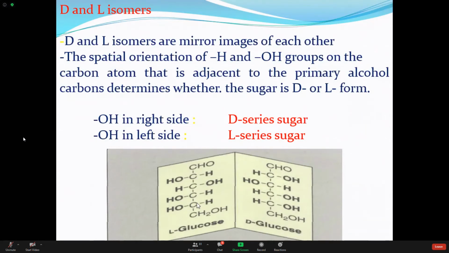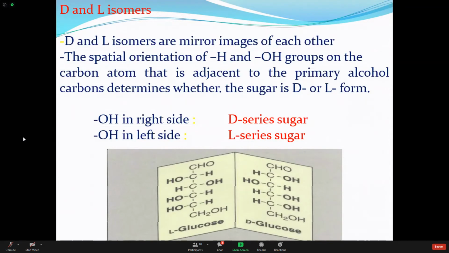Okay, just follow my pointer. This is the penultimate carbon atom. Now, with respect to this carbon atom, you have to see which side the OH is on. When the OH is on your right hand side, this is the D variety. When this OH is on your left hand side, that is the L variety. Okay, so this is about the D and L isomers.